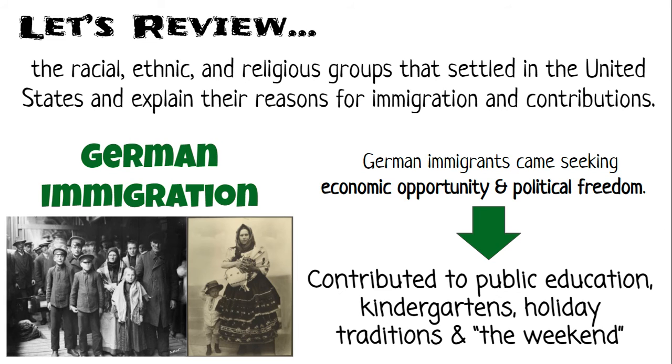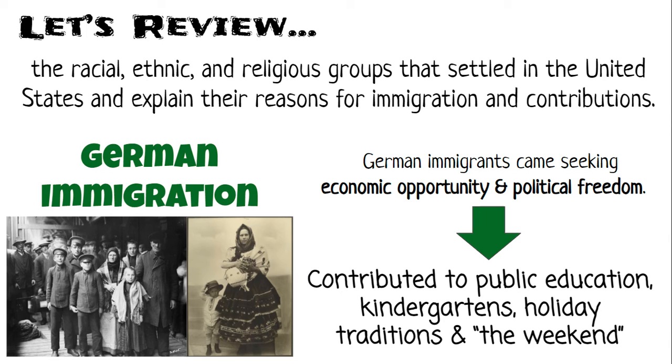Our second group were the Germans. You can see some images here of German immigrants. German immigrants come seeking economic opportunities, so they're wanting to change their economic status or make more money. And they also are seeking political freedom. And so we have the US Constitution and the Bill of Rights, and this has now become a draw for a lot of people across the world, and especially for Germans because the country and the region of Europe at this time is going through a lot of political upheaval. And so they're trying to escape that and find a safe place.